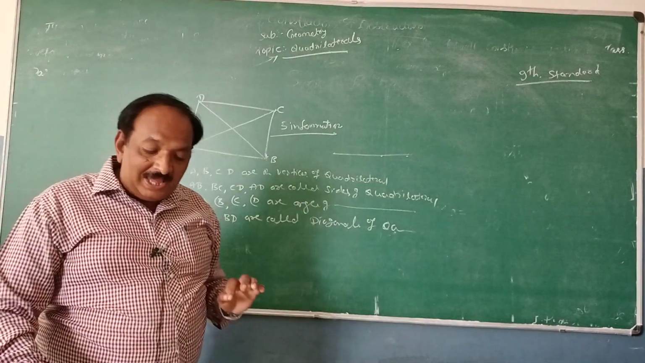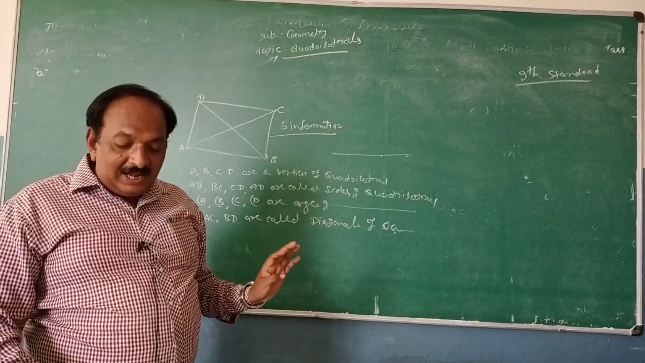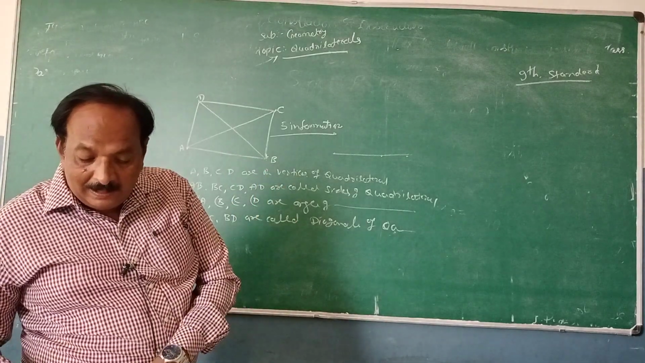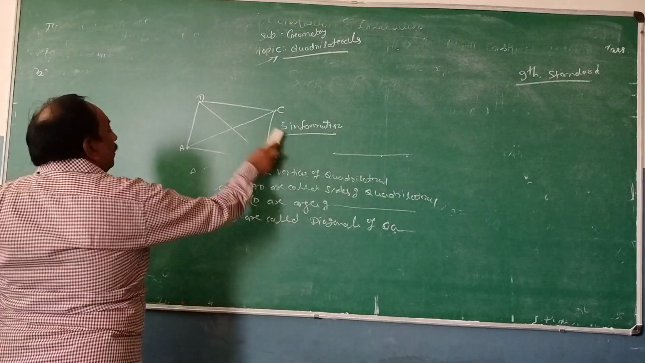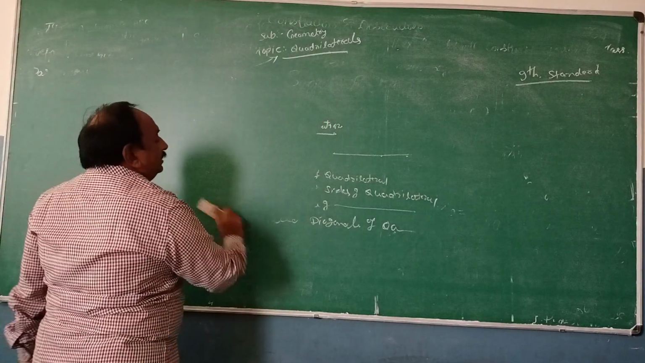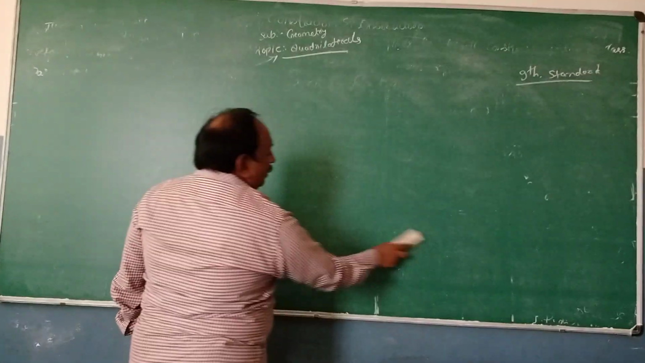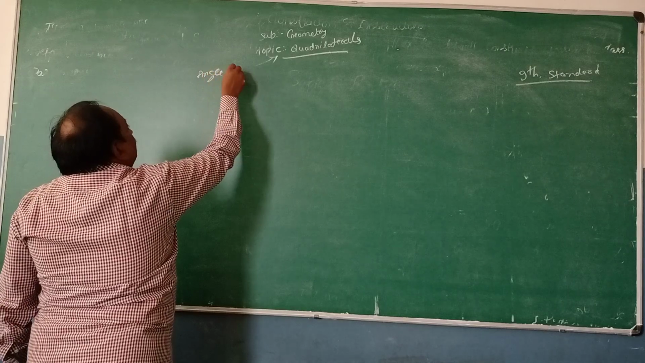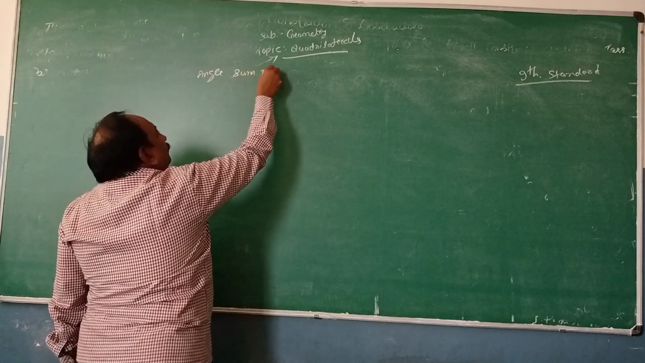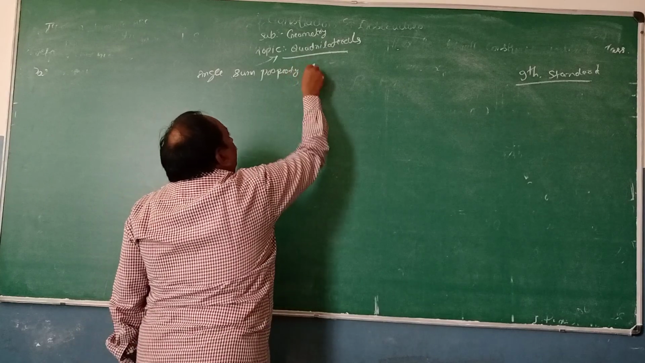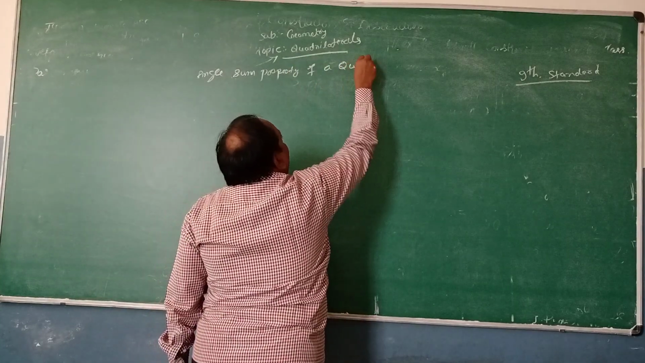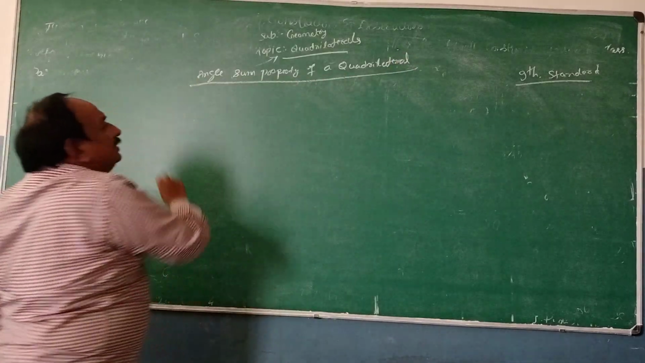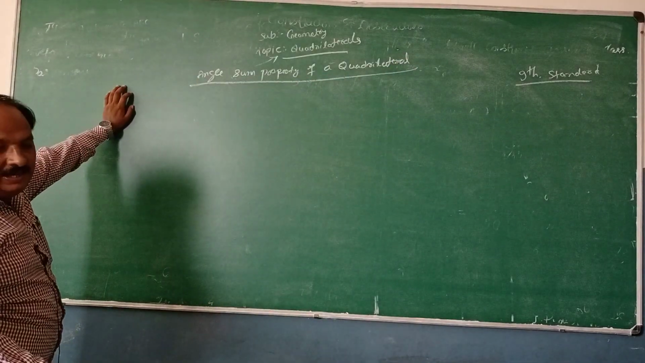A quadrilateral has how many angles? 4 angles, 4 sides, 4 vertices, and 2 diagonals. Well, now we will pass on to the angle sum property of the quadrilateral.